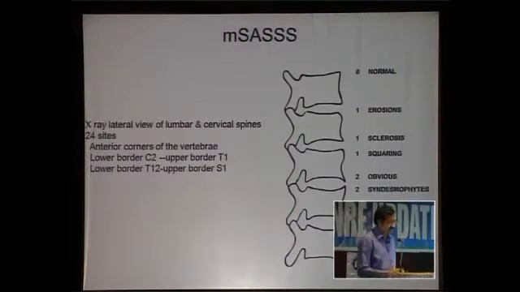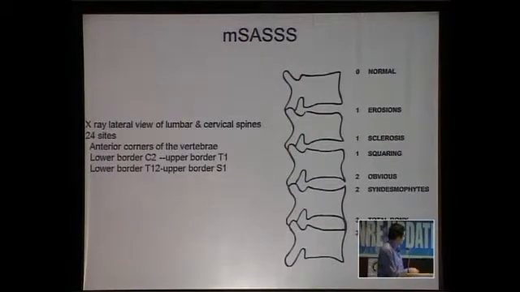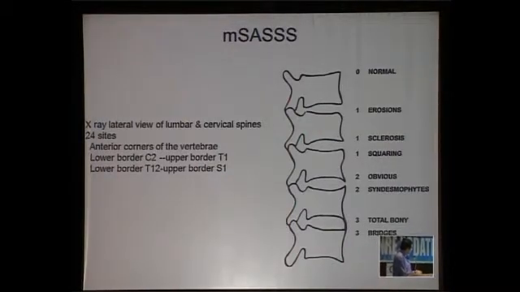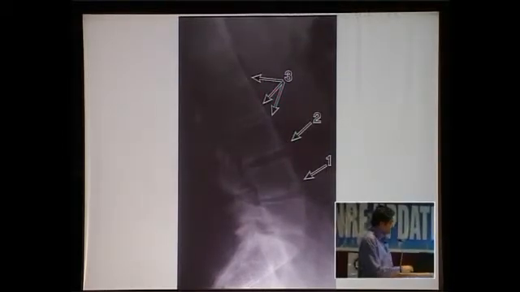We can Stokes score, very easy to score actually. 0 is normal, 1 is erosion, sclerosis and squaring are given a score of 1. Syndesmophyte, which is non-bridging, is given a score of 2, and if total bony bridge, a score of 3. Unlike the Sharp score, this appears to be much easier to score. I can tell you, see this score. If there is erosion, score of 1, incomplete bridging, score of 2, and complete bridging gives a score of 3.